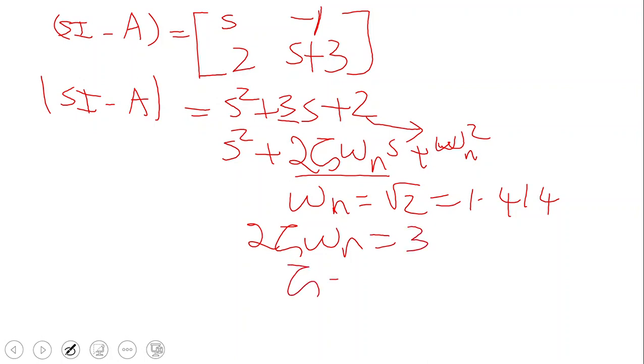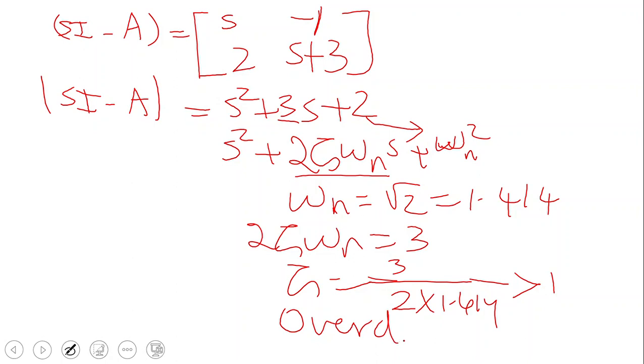Therefore, what is zeta? 3 by 2 into omega n. So 2 into 1.414 is about 2.828, therefore zeta is greater than 1. A damping ratio greater than 1 means what is the answer? Overdamped. They have asked whether it is overdamped, critically damped, undamped or underdamped. So it is overdamped, which means option D.